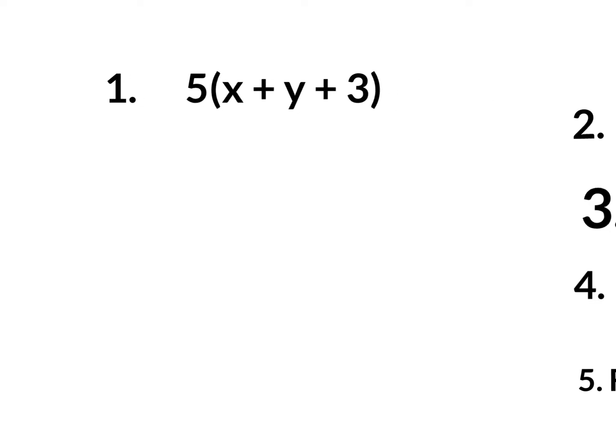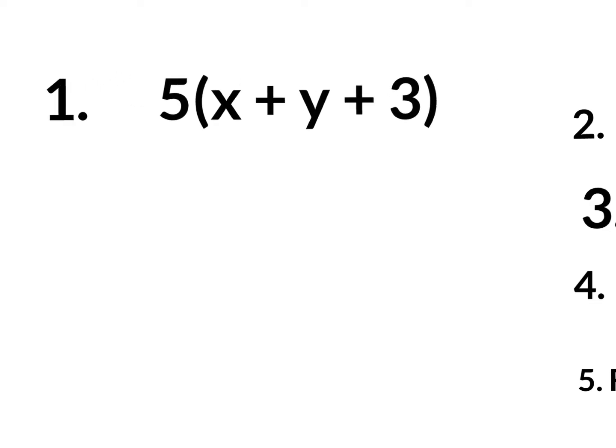Jump right in. Question number 1. This is a distributive property problem. All we have to do is distribute the multiplication of 5 into each of these three terms.